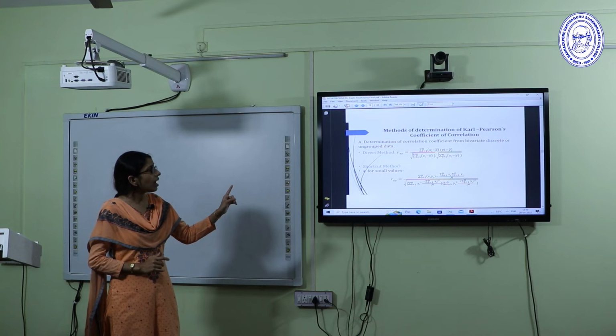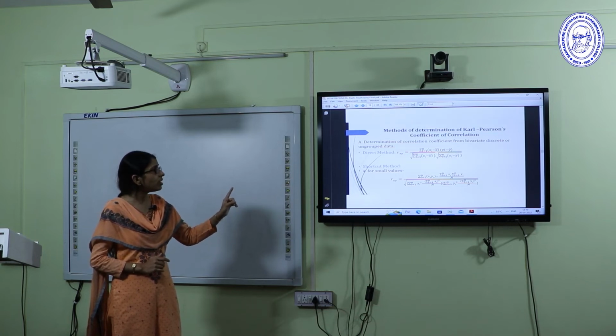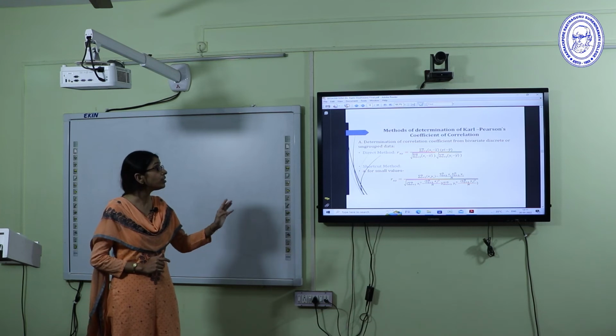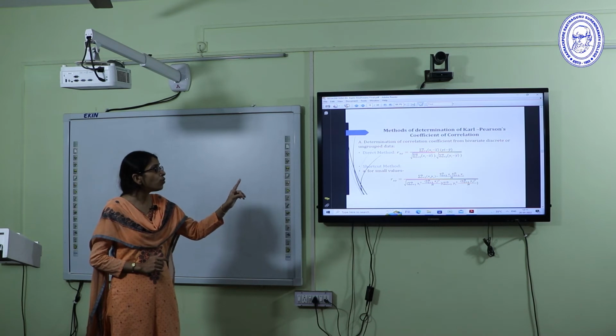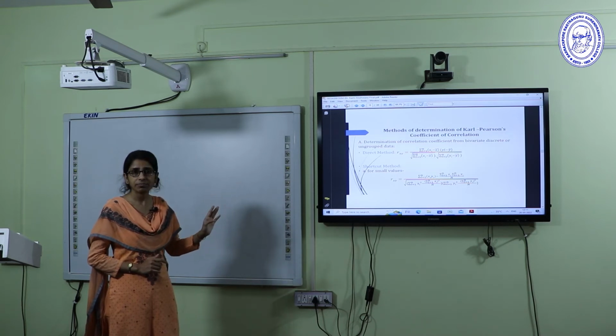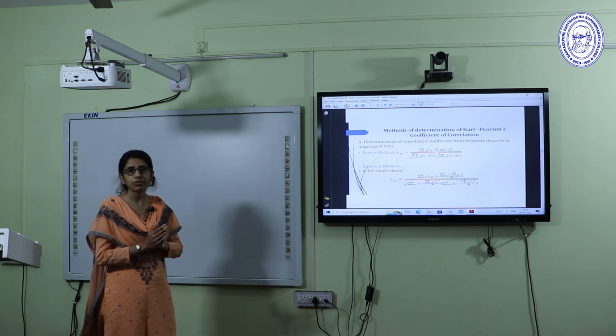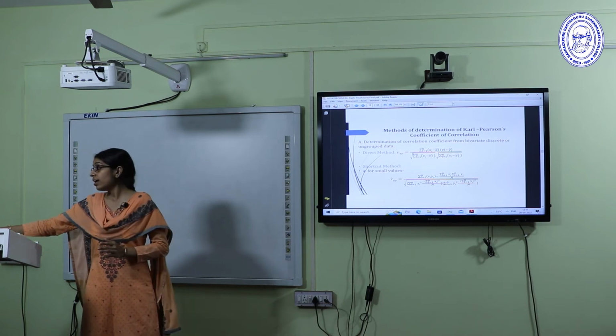Divided by the square root of summation of xi square minus (summation of xi) whole square divided by n, where n is the number of observations, into summation of yi square minus (summation of yi) whole square divided by n. This is the shortcut method for small values, where the number of observations is small.